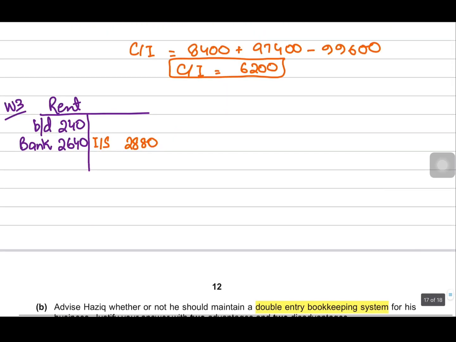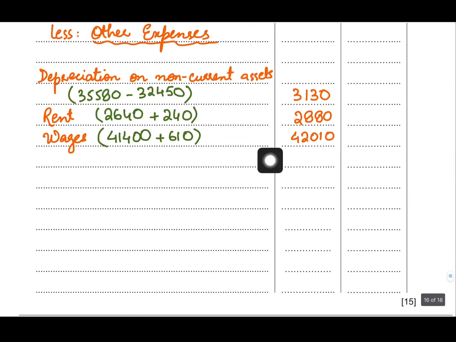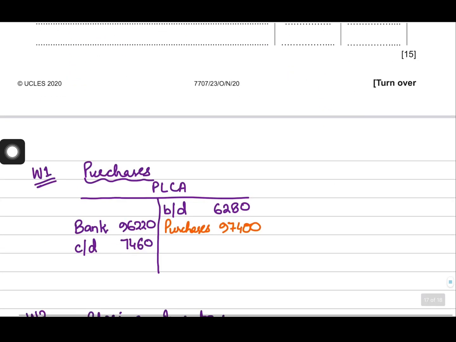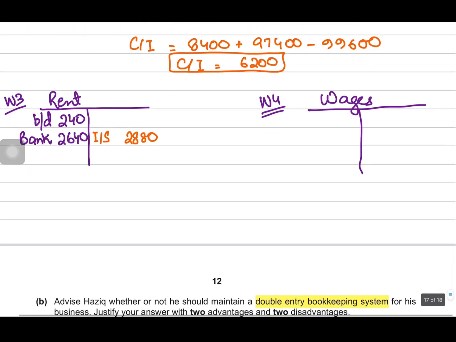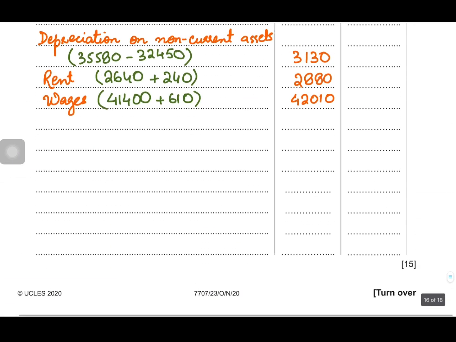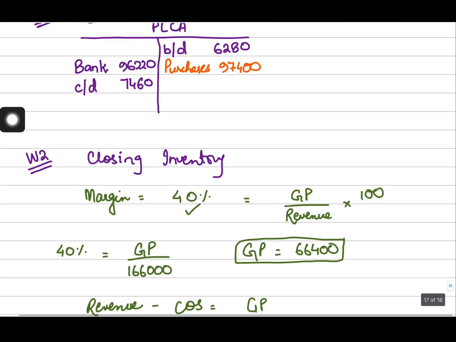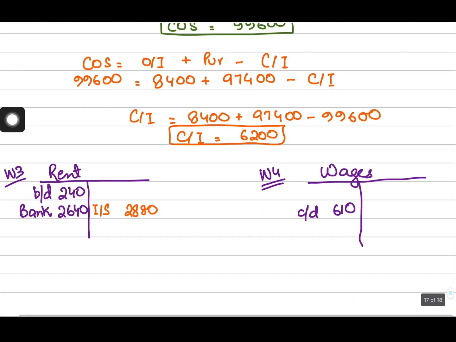That would be my working number 4 for wages. There was no opening balance. However, there is a CD balance of how much? 610, which was a liability. Now, liabilities carried down balance comes on the debit side. So that would be 610. Now, how much am I paying during the year? 41,400, and the double entry for that is bank credit, wages debit. So this will also come on the debit side, 41,400.